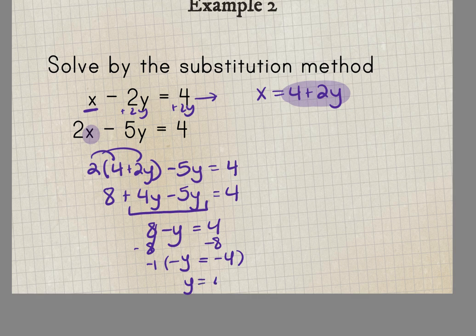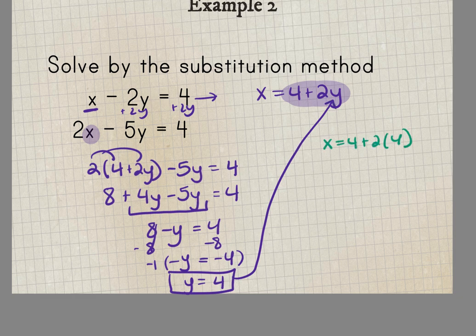And y equals 4. Now I'm going to take what y equals and plug it into the equation solved for x. So x equals 4 plus 2 times 4. x equals 4 plus 8. x equals 12. So x equals 12 and y equals 4.